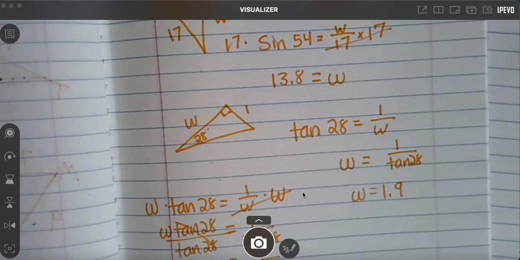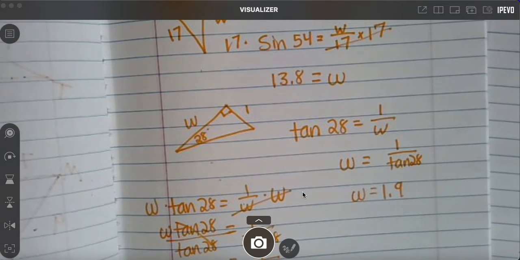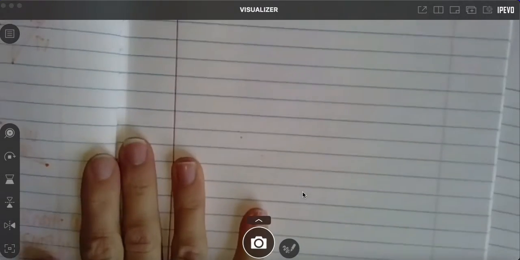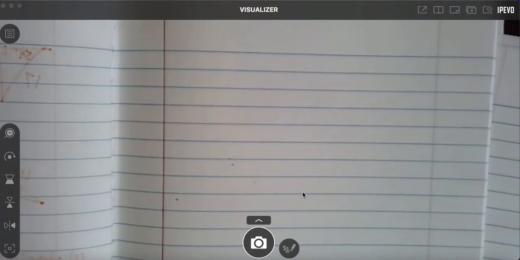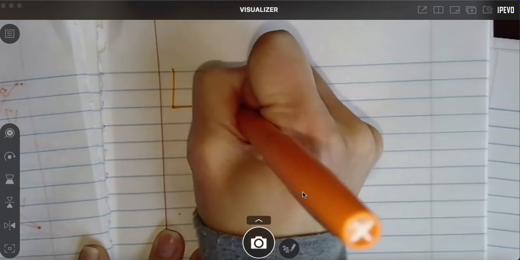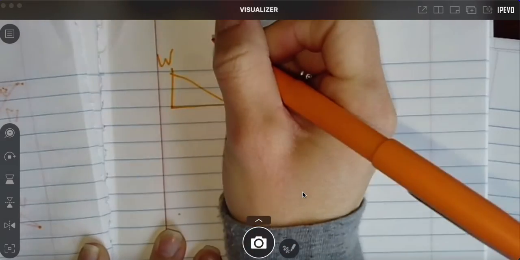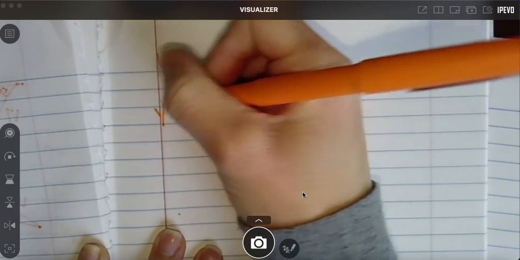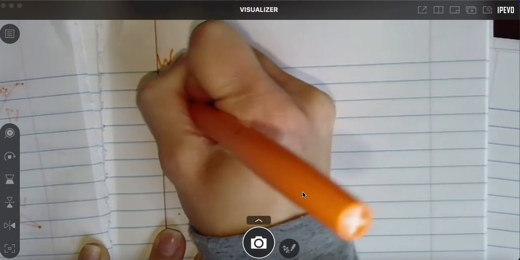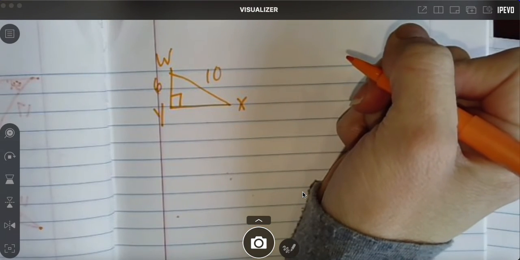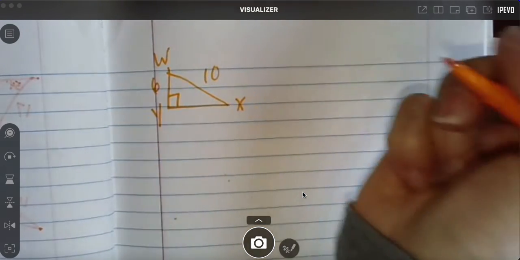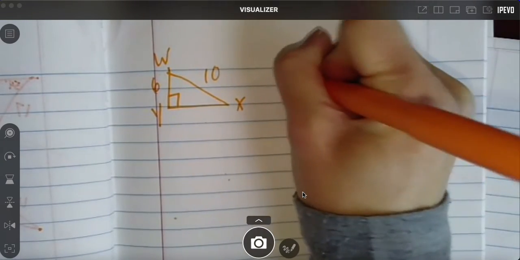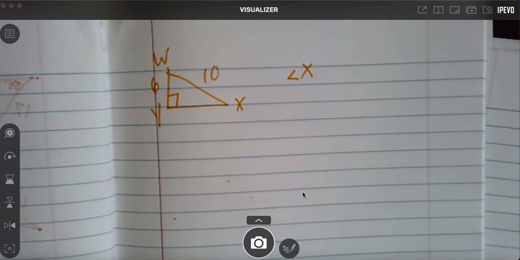They have an inverse function. Let me draw a picture. They give us this triangle. They call it W, X, Y. This is 10 and this is 6. And they want you to find angle X. What is the measure of angle X?